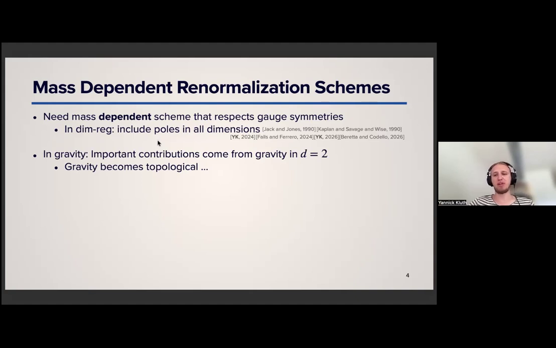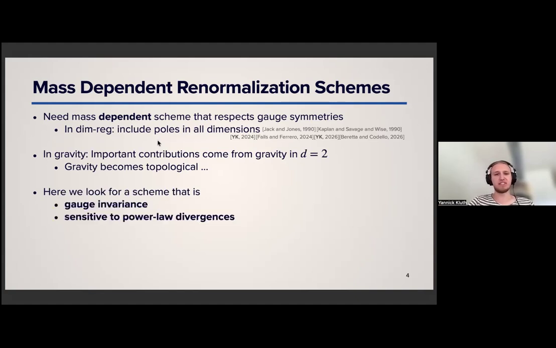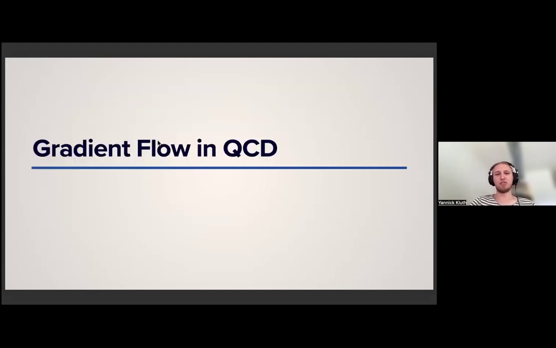So basically what I'm asking for in this talk is a scheme that is, on the one hand, gauge invariant and sensitive to power law divergences, and on the other hand should only rely on a computation in 4 dimensions, so that I circumvent having to look at gravity in 2 dimensions at all. And this, I will argue, is basically some sort of gradient flow version. And this will at the end lead me to the Ricci flow in gravity.